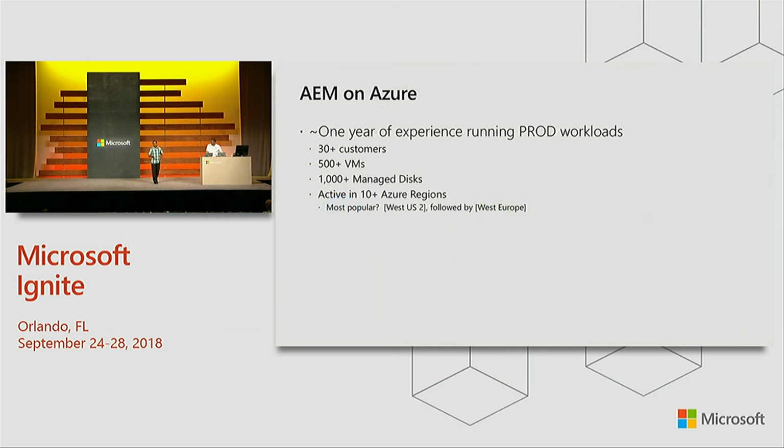We've been running AEM workloads in Azure now for over a year. We have about 30-plus customers. We run about 500-plus VMs, mostly DS V2s, and about 1,000 managed disks. We like managed disks because they let us take snapshot backups, which is really fast. We're active in about 10 Azure regions, including Azure Germany. Some of you might know that's a different beast. The most popular region we have today is West US 2, and the next one is West Europe.